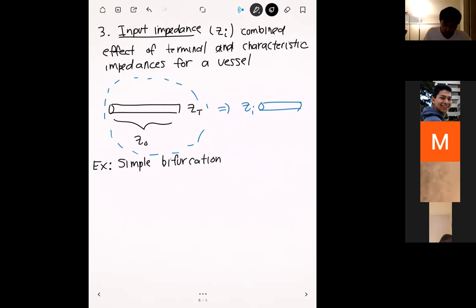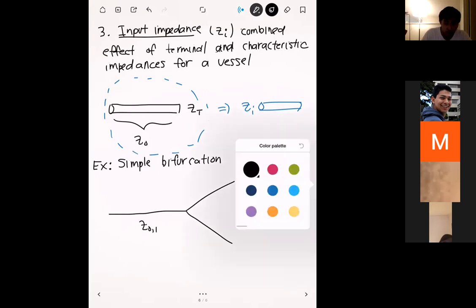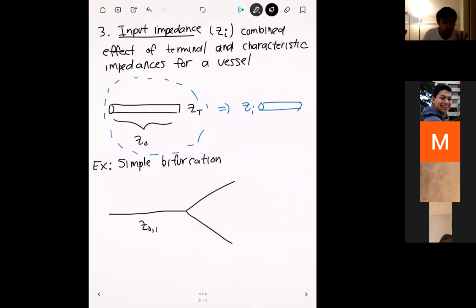Okay. And so the bifurcation looks like this. Okay. Right. It's like a stick man without a head and arms. Okay. And so let's say that we know the characteristic impedance of all the different vessels. And so we'll say the characteristic impedance of the parent vessel is Z0 1. Okay. Characteristic impedance of the first daughter vessel is Z0 2. Characteristic impedance of the third daughter vessel is Z0 3. Okay.